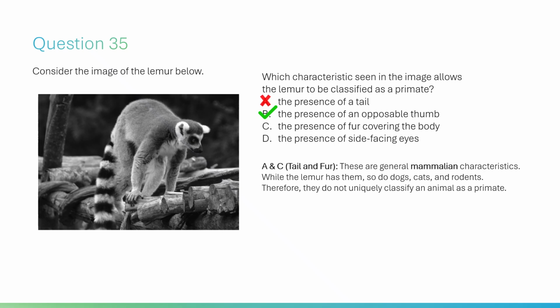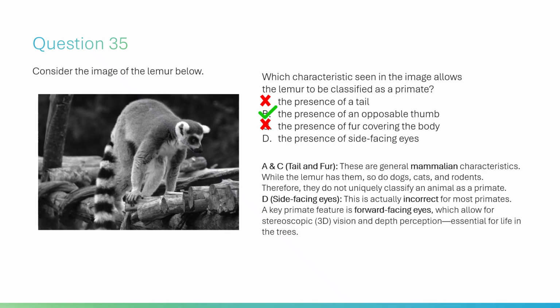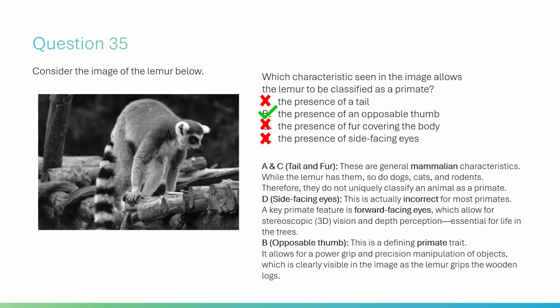D is side-facing eyes. This is actually incorrect for most primates. A key primate feature is forward-facing eyes, which allow for stereoscopic, 3D vision and depth perception, essential for life in the trees. B, opposable thumb. This is a defining primate trait. It allows for a power grip and precision manipulation of objects, which is clearly visible in the image as the lemur grips the wooden logs.